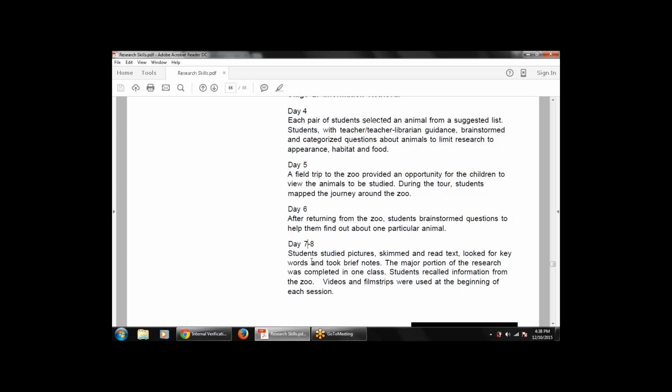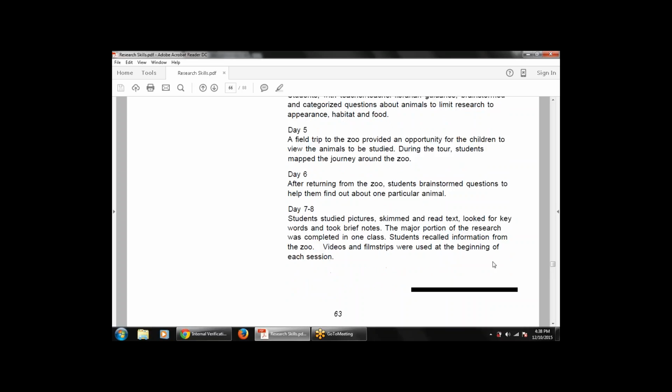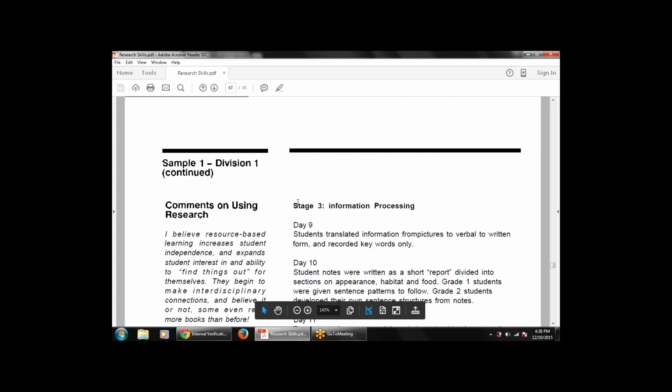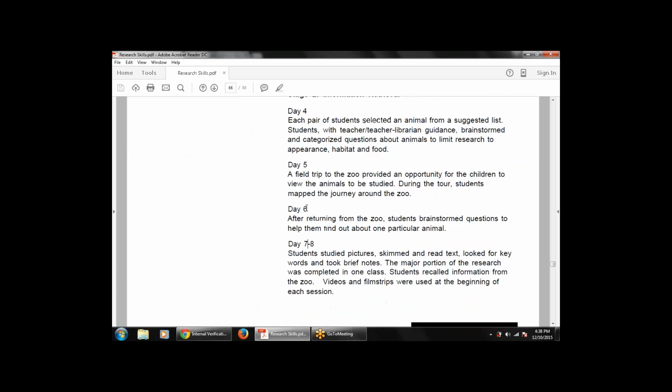Students recalled information from the zoo. Videos and film strips were used at the beginning of each session. So they are doing the activity very well. The major portion of the research was completed in one class, and students also recalled the information from the zoo. Videos and film strips were used at the beginning. Now this is done with stage number 2, information retrieval.